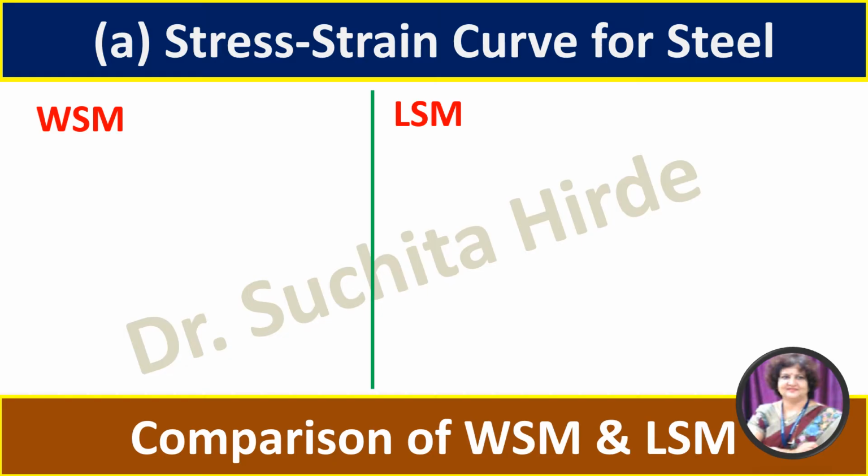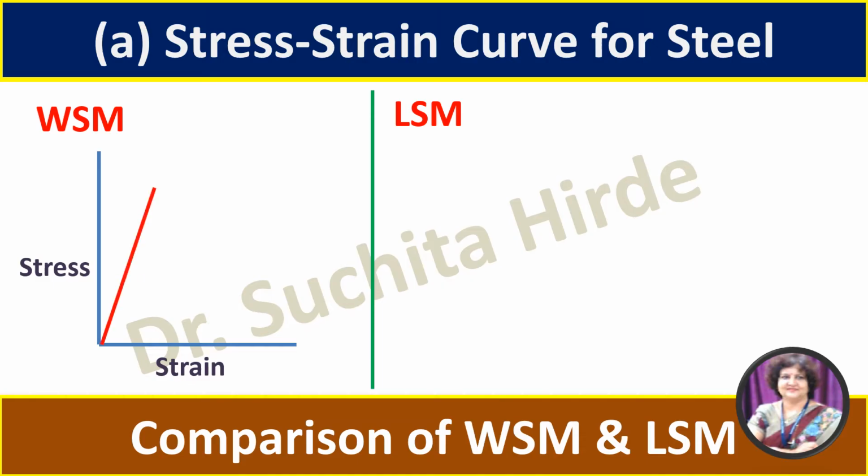Now let us see the stress strain curve for steel. In working stress method, if you plot stress versus strain, the steel is assumed to act elastically and it follows Hooke's law. That means stress is directly proportional to strain and therefore this stress strain curve is a linear curve.